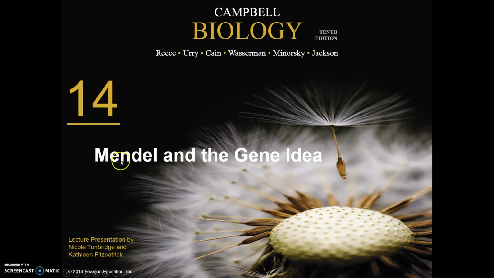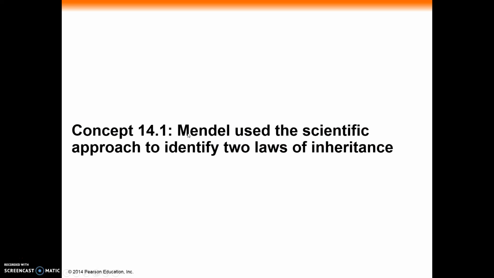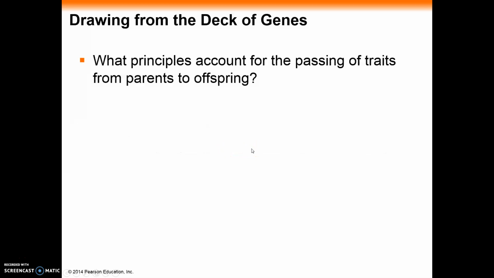All right, welcome back. Today we're going to start looking at genetics, and we're going to start off with basic Mendelian genetics. We'll start off with concept 14.1. So Mendel used the scientific approach to identify two laws of inheritance. This is all exploring what principles account for the passing of traits from parents to offspring.